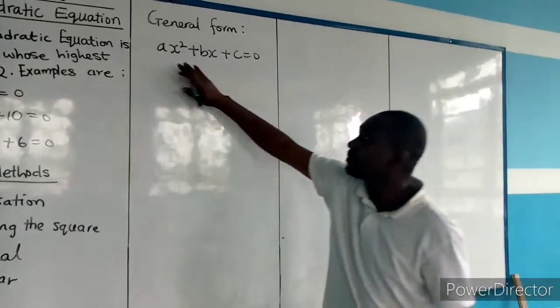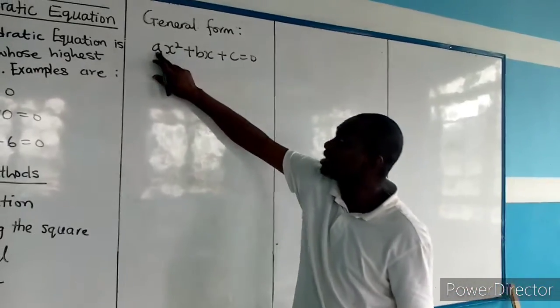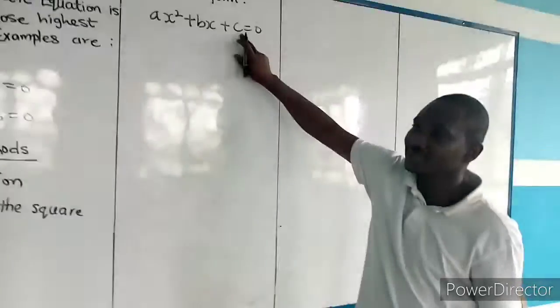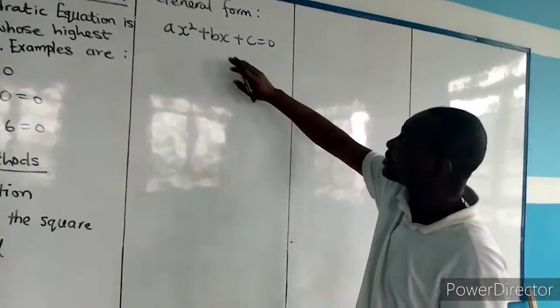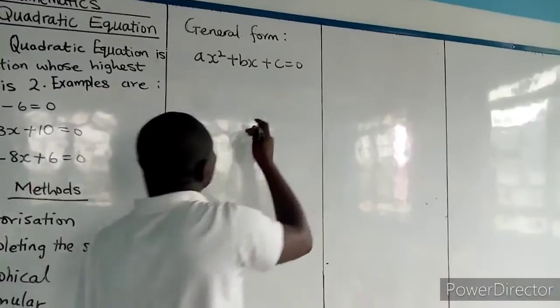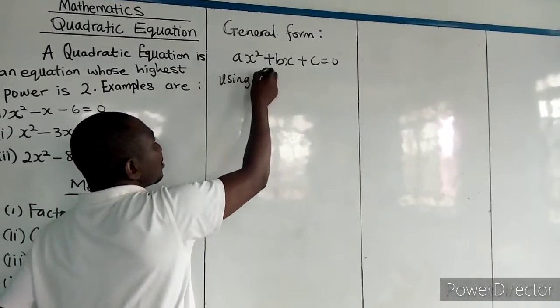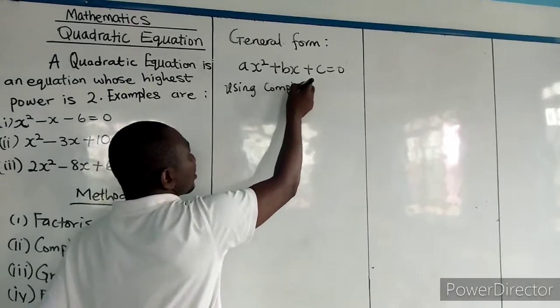Now, this is the general form of a quadratic equation. This a is the coefficient of x squared, this b is the coefficient of x, while this c is a constant there. Now, what's the first thing? By using the completing the square method.